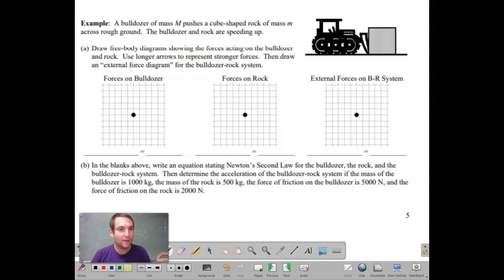Here we go. Onto the bulldozer. All right, so we have a bulldozer, mass big M, and it's pushing a cube-shaped rock, boulder, of mass little m across a rough ground.